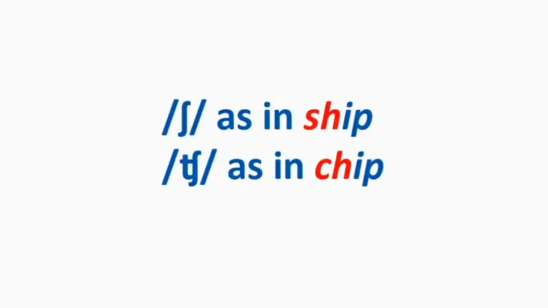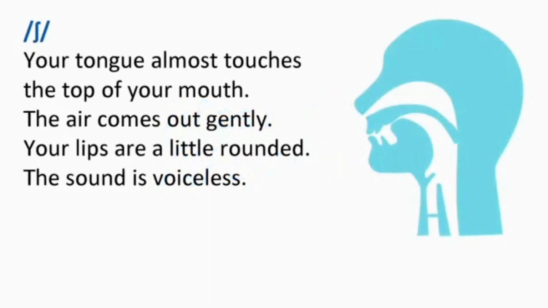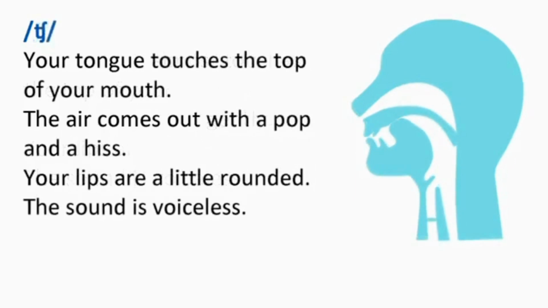Next, let's practice sh as in ship and ch as in chip. When you say sh, your tongue almost touches the top of your mouth. Then the air comes out gently. Your lips are a little bit rounded, and the sound is voiceless. When you say ch, your tongue touches the top of your mouth firmly, in the same place as when you say sh. But for ch, your tongue pops open with a bit of a hissing sound. Your lips are a little bit rounded, and the sound is voiceless.